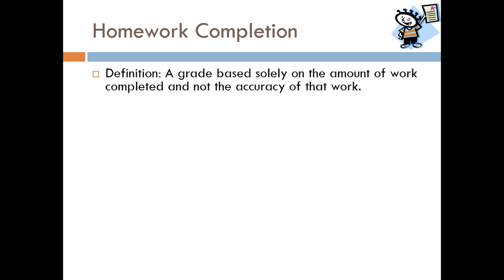All right, so here's the big one. Here's the biggie that everybody talks about: homework. There are two types of homework grades that we give. One is homework completion and one is homework accuracy. Oftentimes teachers will confuse the two and they will give a completion grade as if it were an accuracy grade.